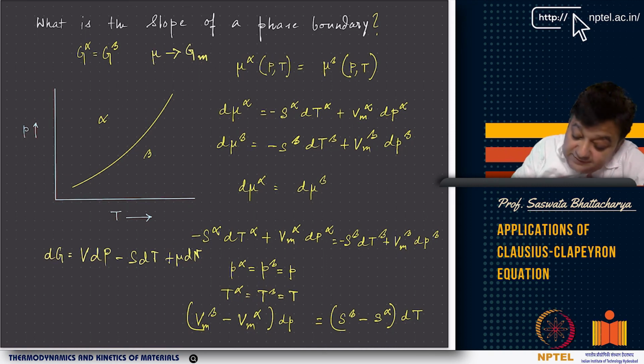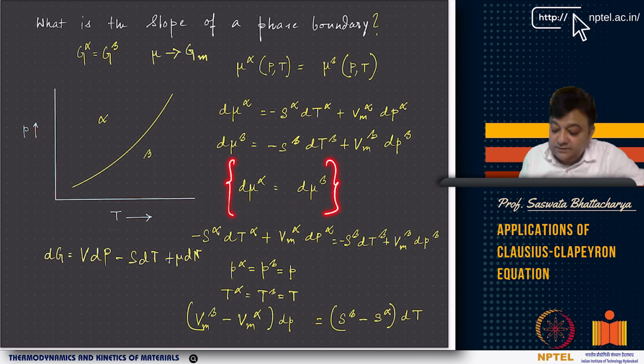So μ alpha represents the molar Gibbs free energy of the alpha phase. This is the molar entropy of the alpha phase. This is the molar volume of the alpha phase. Similarly for beta, this is the molar Gibbs free energy of the beta phase, the molar entropy of the beta phase, and the molar volume of the beta phase. And you have dμ alpha equals dμ beta. So you get minus S alpha dT alpha.